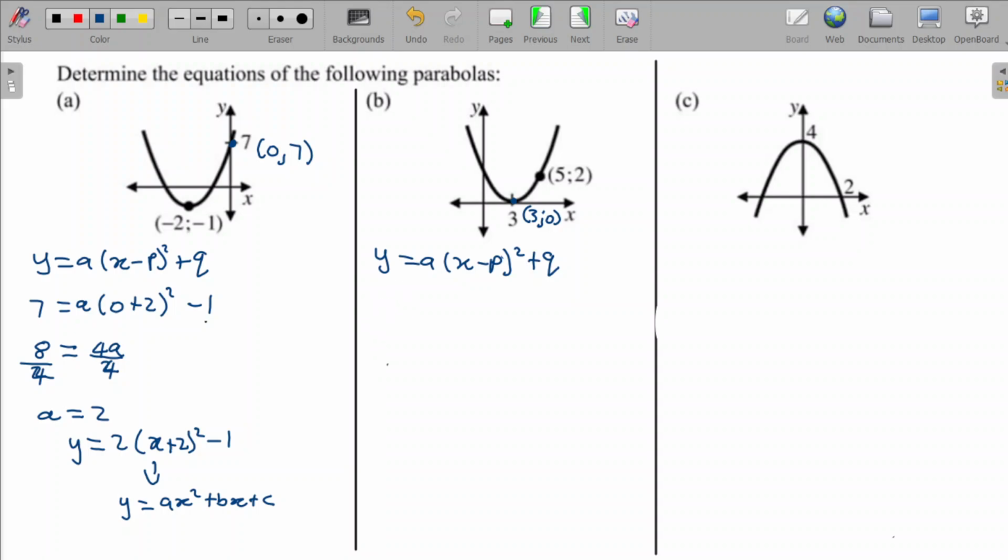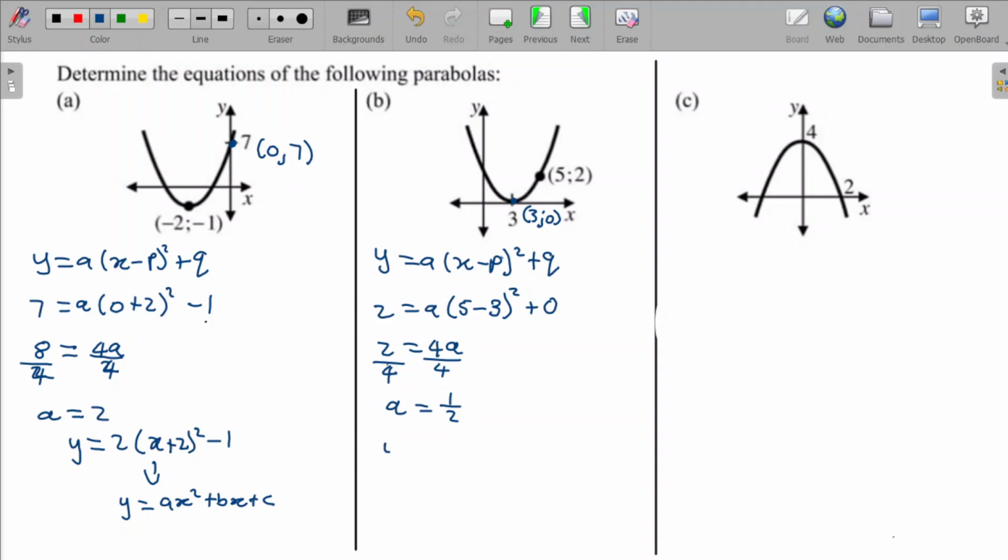Then my y is going to be 2 equals a times my x of that point, which is going to be 5. And since this x here is positive, you put it inside as negative, so it's going to be negative 3, then all squared, and then my q here, which is the y of the turning point, is 0, so it's going to be plus 0. Then from here, 2 equals 5 minus 3 is 2, all squared is 4, so it's going to be 4a, and then we divide by 4, and my value of a is going to be 1 over 2.